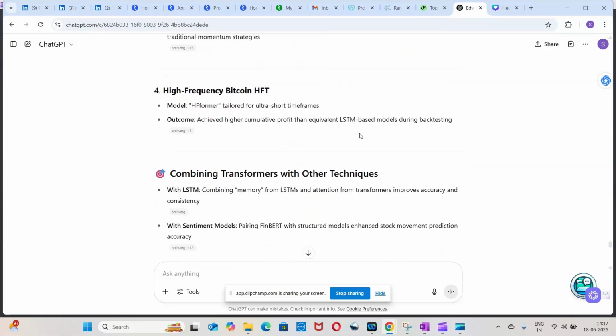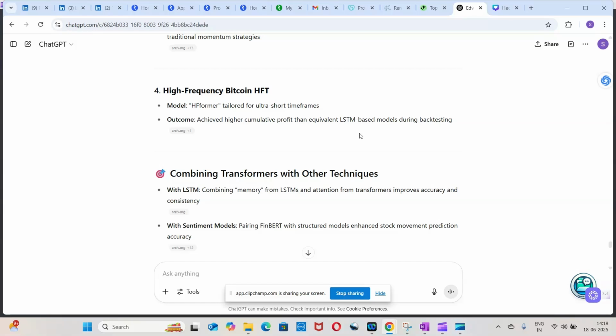The other thing is high frequency Bitcoin HFT. This was another backtest done. The model is HF former, tailored for ultra short time frames. So HFT is high frequency trading, that too in Bitcoin. So this is for ultra short time frames. And transformers are used. The transformer name is HF former, basically high frequency trading transformer, short form of that. The outcome of this particular thing is it achieved higher cumulative profit than the LSTM based models during backtesting.